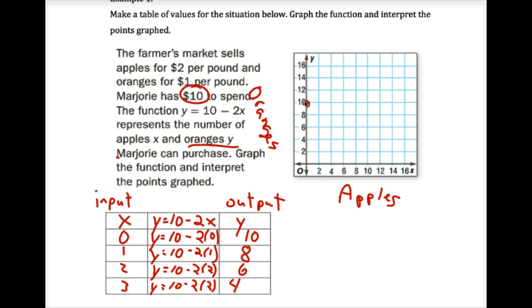So, let's do 0, 10, boom! 1, 8. Remember, 1 is right in between 0 and 2, so just use your best judgment there. 1, 8 is right there. Okay, 2, 6. Graph that. And 3, 4.